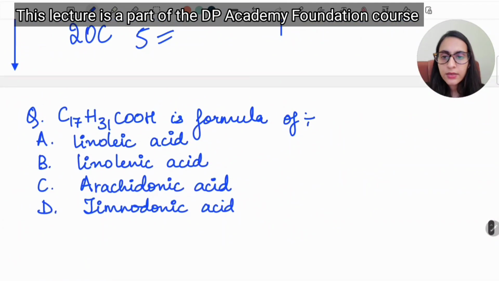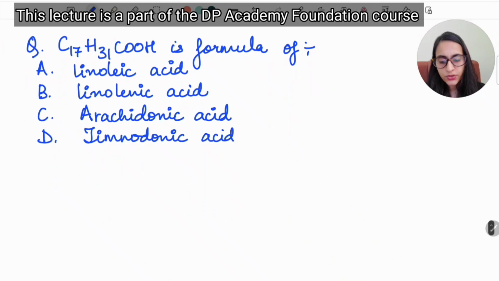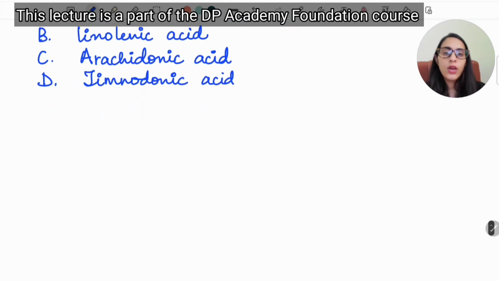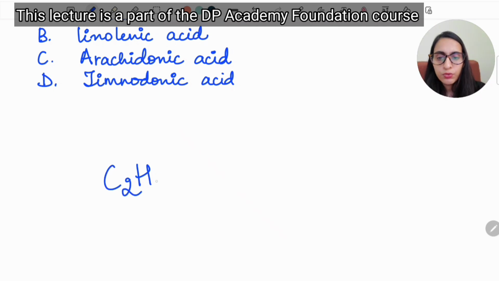Now you can get a question like: C17H31COOH is the formula of which acid? If you look at the structure, first of all understand this: in a saturated fatty acid, the number of hydrogens is double the number of carbon atoms. For example, if carbon atoms are 2, then hydrogens are going to be 4.